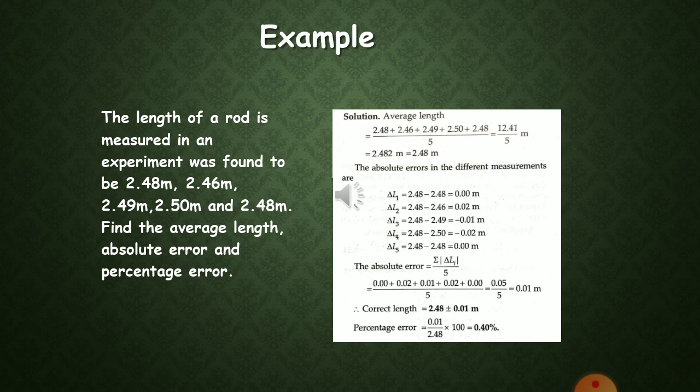Now the correct length will be the true value, 2.48 meter, plus or minus the mean absolute error, that is 0.01 meter. The plus minus sign indicates the range of this value: the value may lie 0.01 below the 2.48 value or 0.01 above the 2.48 value. And for calculation of the percentage error, you divide the mean absolute error, that is 0.01, by the true value, that is the relative error, and the relative error is multiplied by 100, so you will have the percentage error.